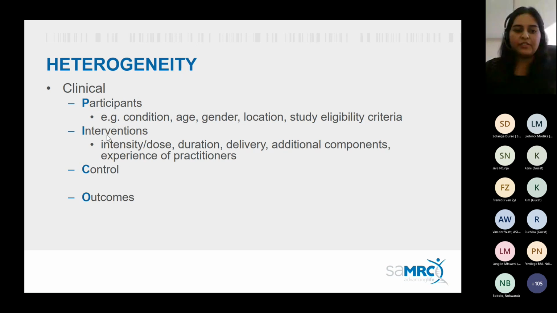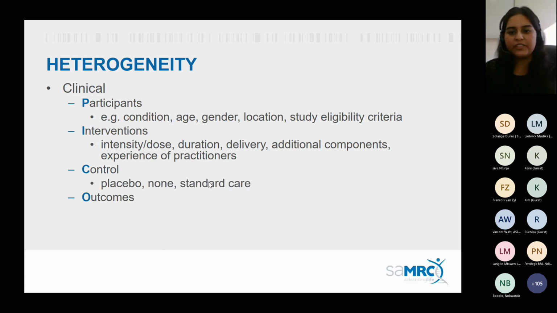Heterogeneity could also arise from differences in interventions. So if the interventions in your studies differ in intensity, dose, duration, maybe the way they were administered, if some interventions had additional components, and also the experience of practitioners. So this could also contribute to the differences you're seeing among studies.